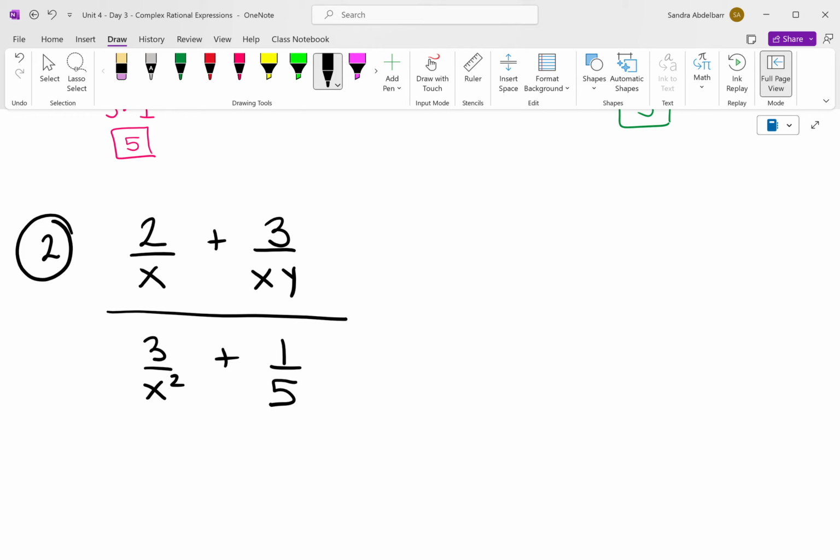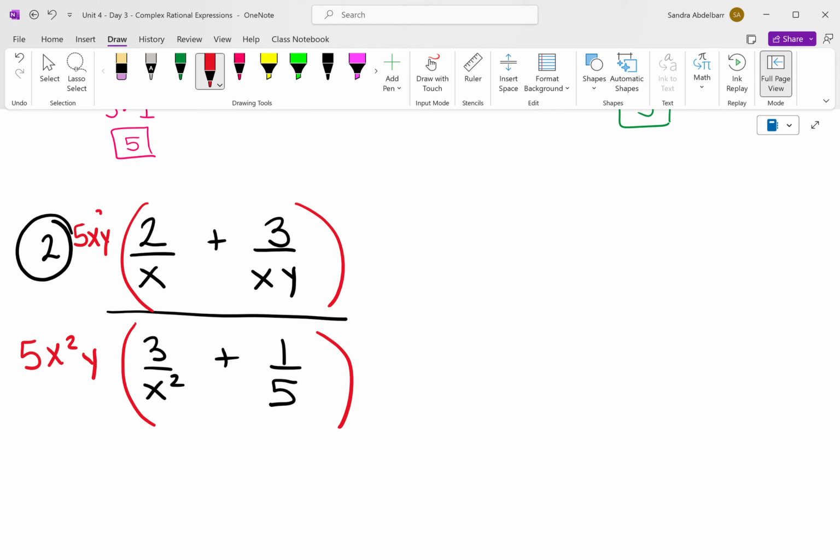But how am I going to decide what to multiply by? You're going to look at all the denominators and choose the common denominator. So what's the common denominator for x, xy, x squared, and 5? What would be the common denominator? Layla? 5x squared y. You got it, 5x squared y. So we're going to multiply below the fraction bar by 5x squared y and above the fraction bar by 5x squared y.